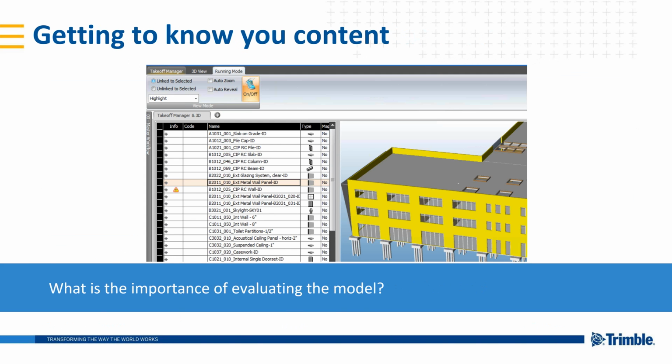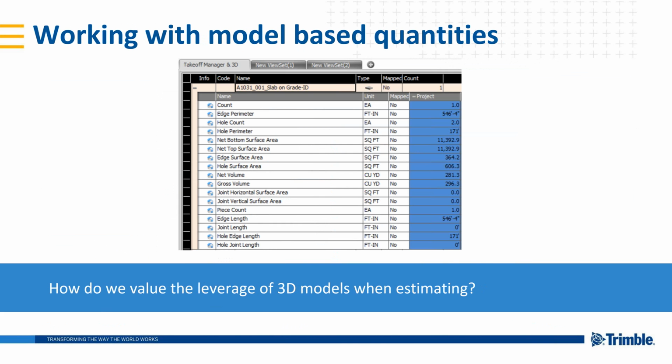And then we'll jump into understanding the model, really looking at the scope of work, looking at it on an elemental basis, being able to filter through all the elements that Vico Office has identified, and also look at the type of element that it is and the quantities that it produced. So on the screens here, you see one of the elements. We have a slab-on-grade that's been identified, and we can see all the residual quantities that have been produced.